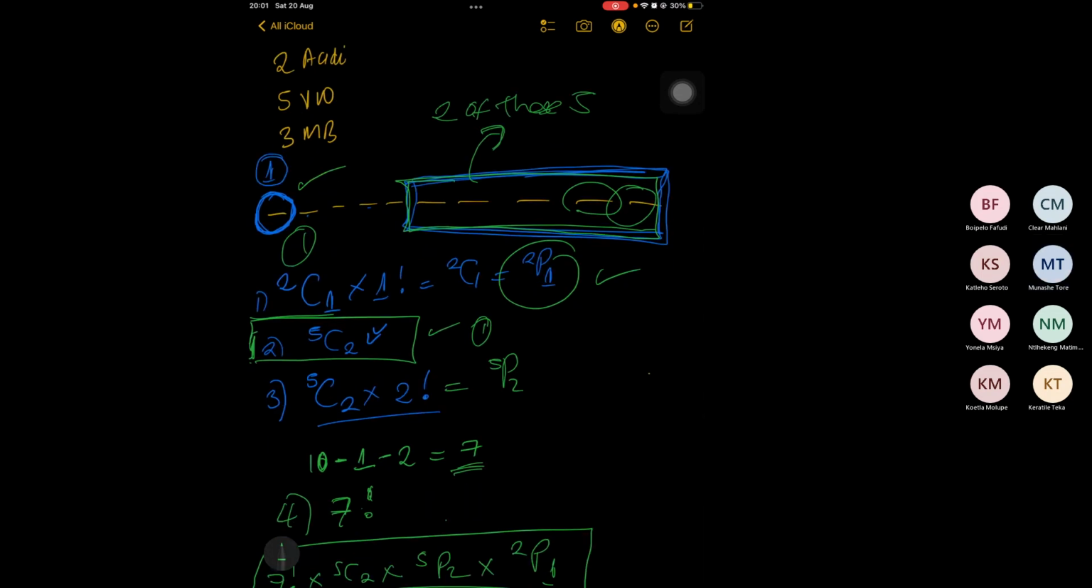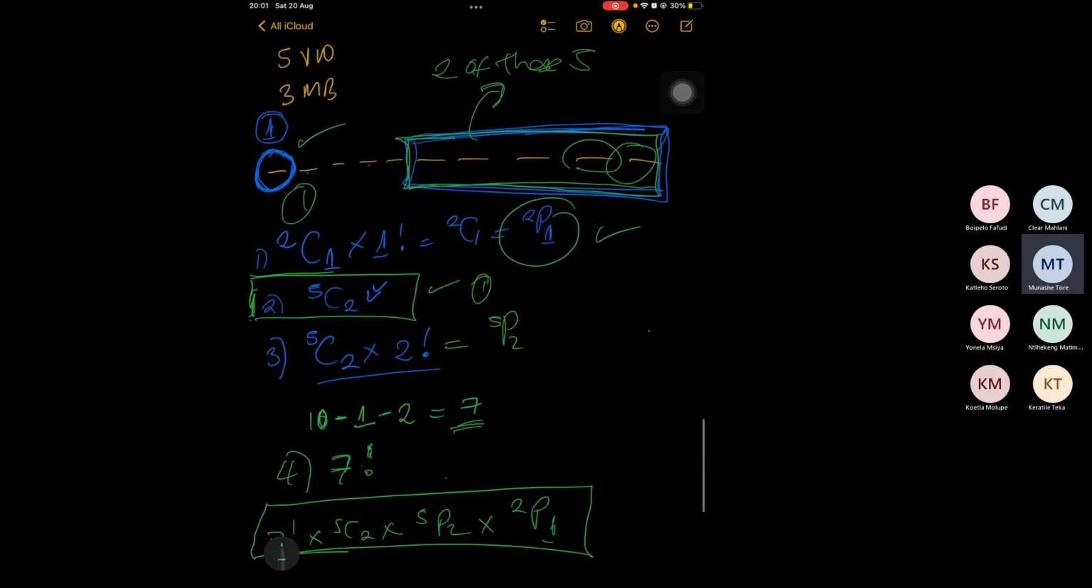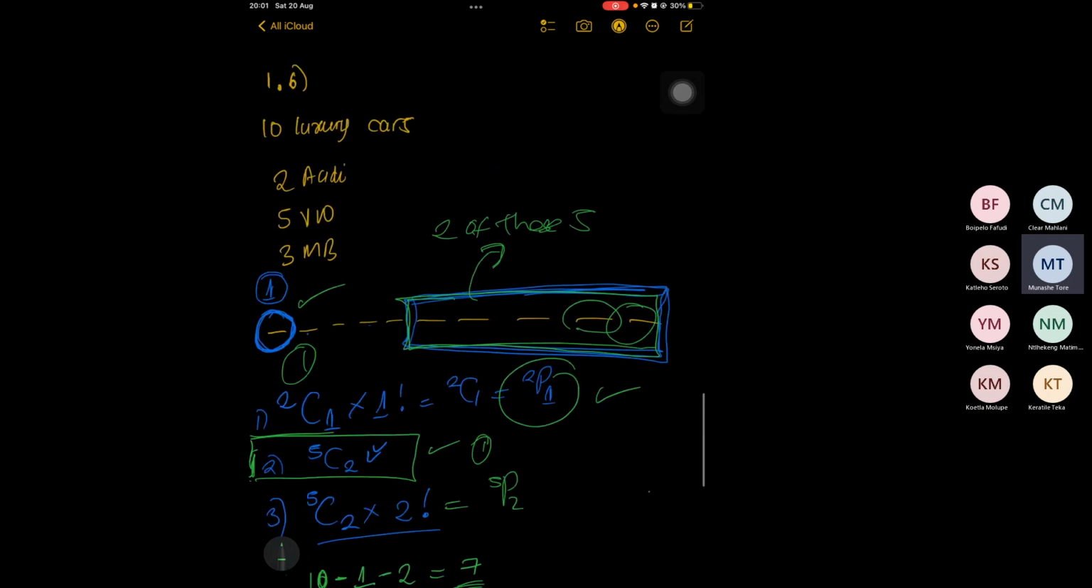Cool. Then we go on to the last, isn't it? So they said amongst the last 5, 2 of the 5 are supposed to be what? Let me see. Which one is it? 2 of the last. This is question 1.6. Okay. So they're saying 2 of the last 5 are VWs.